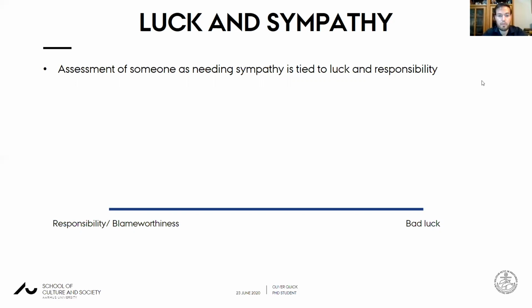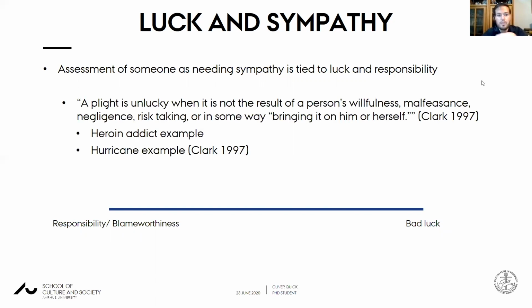And this is something Clark found throughout her studies. So she says, applied is unlucky when it's not the result of a person's willfulness, malfeasance, negligence, risk-taking, or in some way bringing it on him or herself. Again, it's important to remember these studies were done in the US. I think generally this idea holds, but what constitutes bad luck and what constitutes blameworthiness will likely vary to some extent between societies.